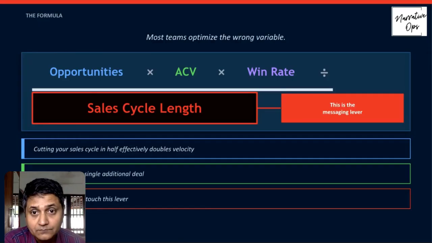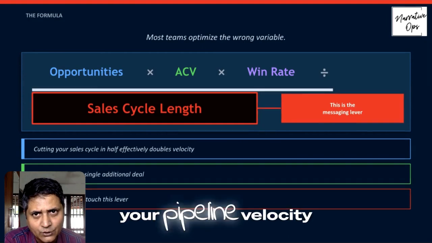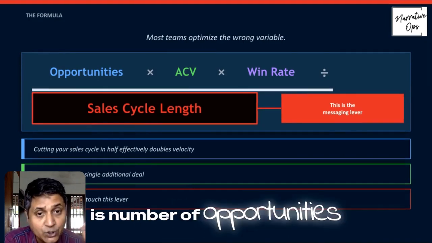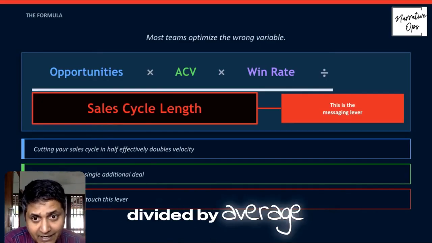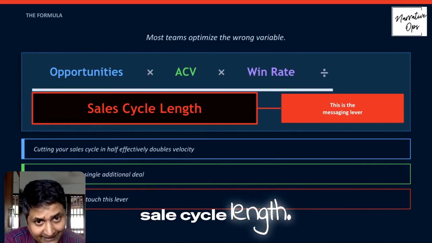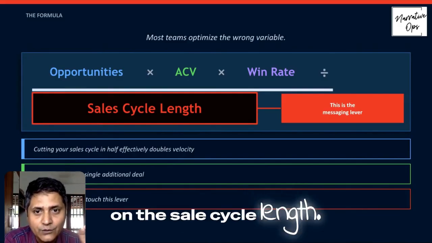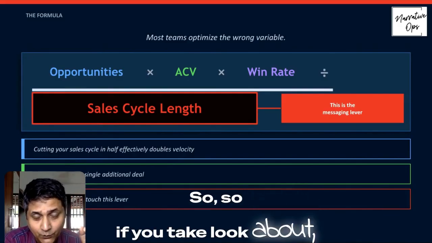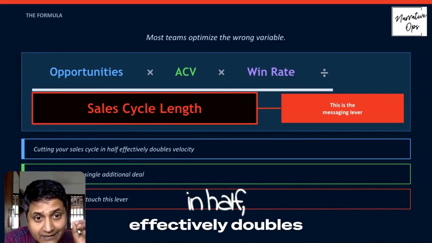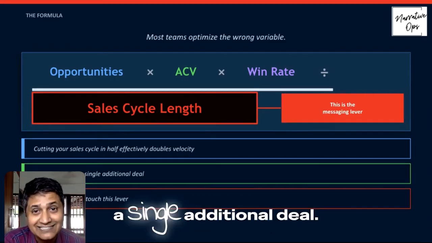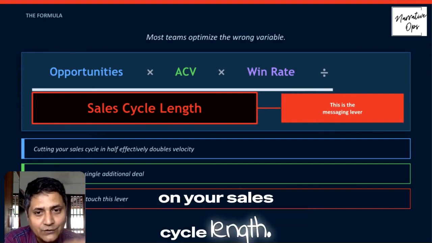So let's move on. The formula for calculating your pipeline velocity is number of opportunities times average deal value times win rate, divided by average sales cycle length. Most teams optimize win rate and deal size. Few focus on the sales cycle length. If you think about it, cutting your sales cycle in half effectively doubles your velocity without closing a single additional deal, right? So you need to focus on your sales cycle length.